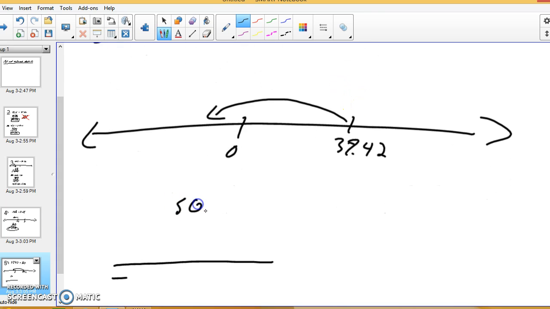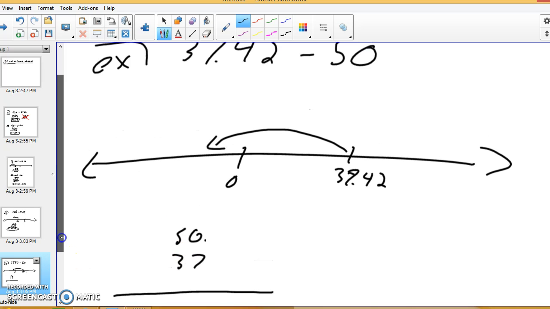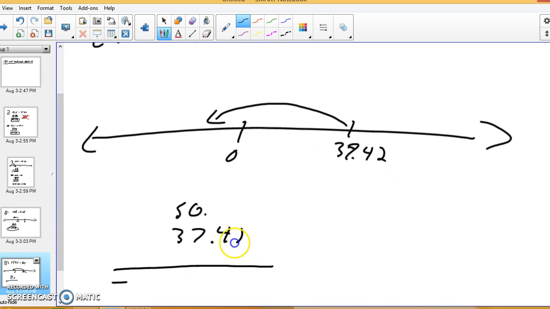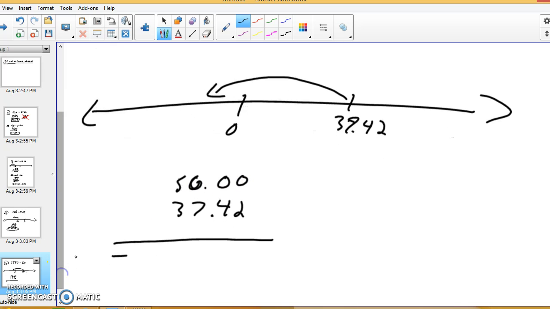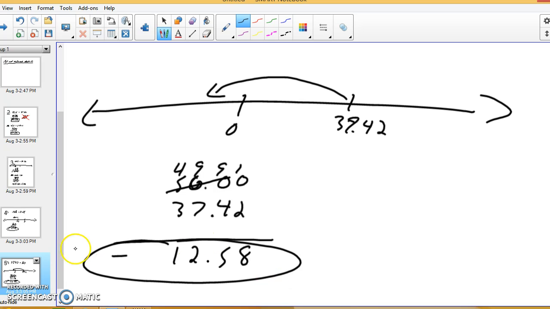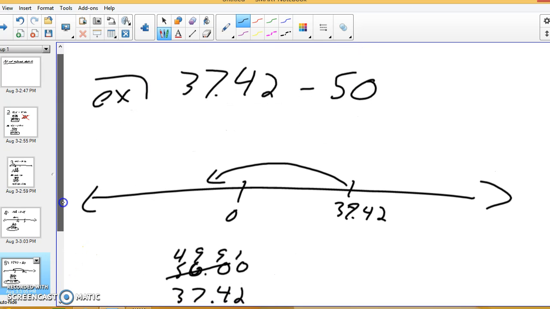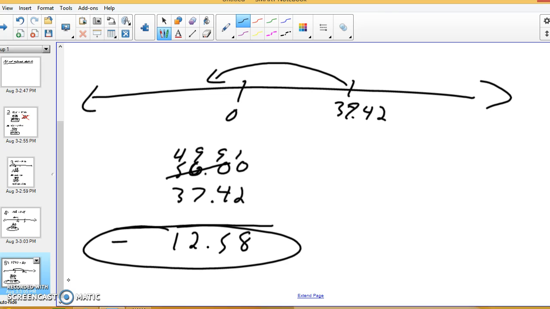So we just go 50 minus 37.42, insert our placeholder zeros, and now it's just our regular subtraction algorithm. That's 4, so we put a 9 there, a 9 here, so that's 10 minus 2 is 8, 9 minus 4 is 5, 9 minus 7 is 2, 4 minus 1 is 3. So our final answer to 37.42 minus 50 is negative 12.58.